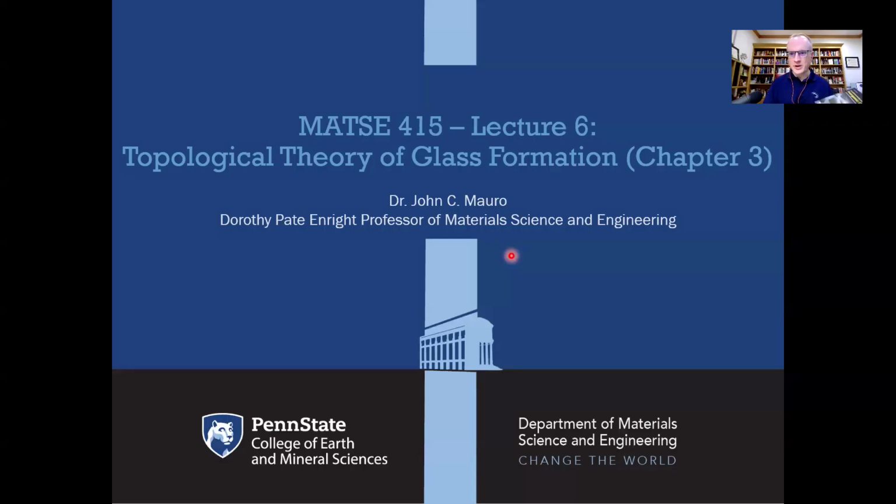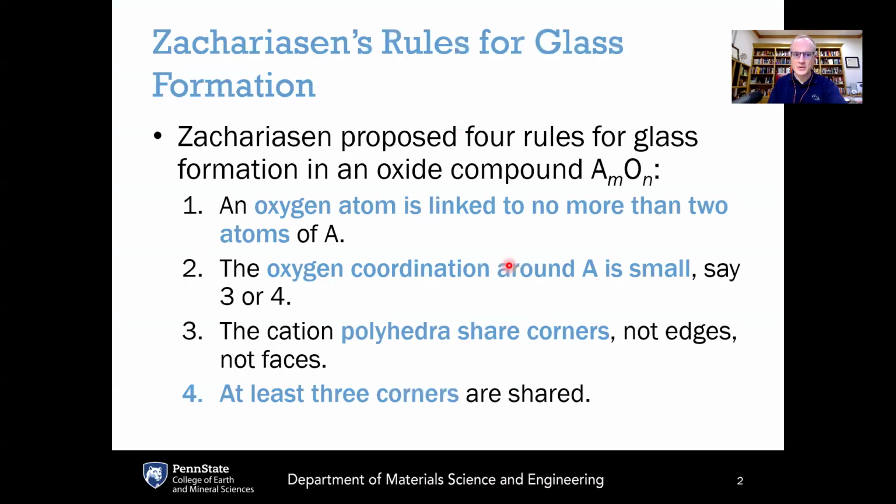Welcome back, everyone. We are on lecture 6 of our Introduction to Glass Science course, and we are currently in chapter 3 of the textbook. So today's lecture is on the topological theory of glass formation. This is the second of 3 lectures that will be associated with chapter 3 of the book.